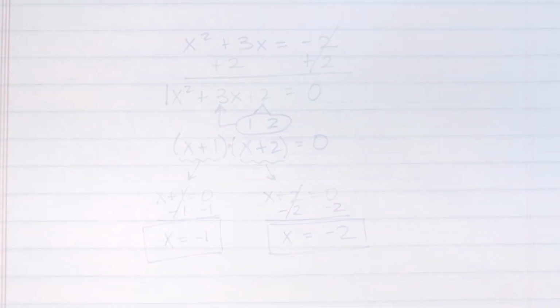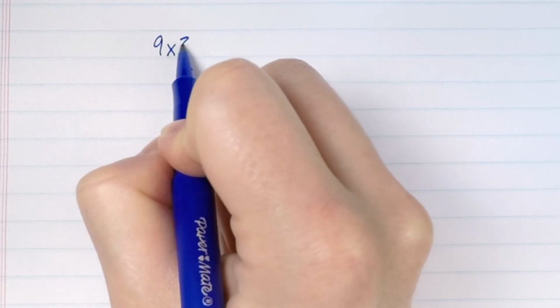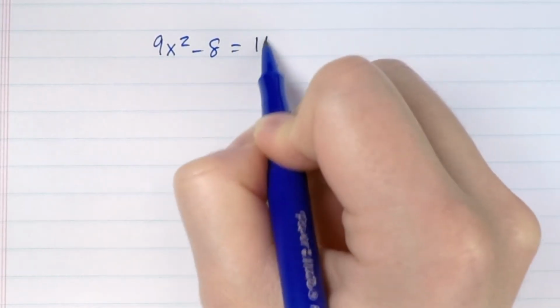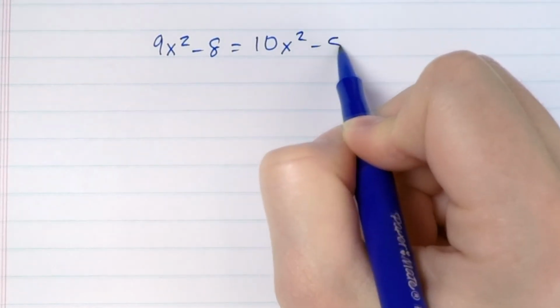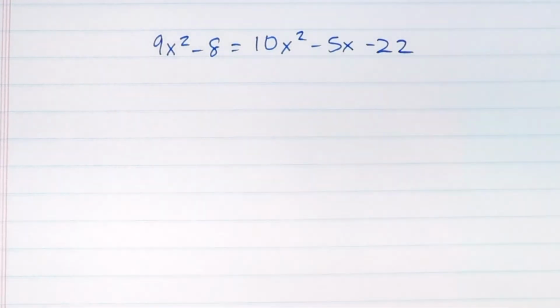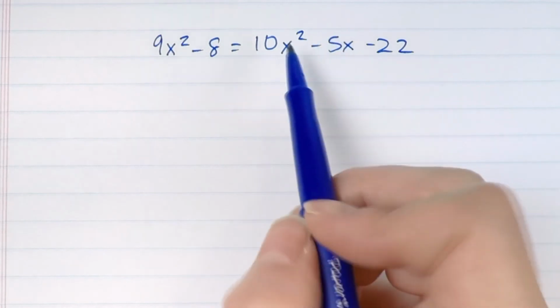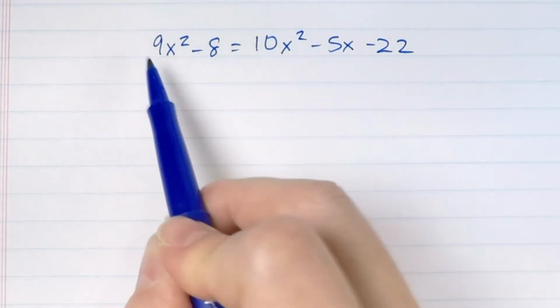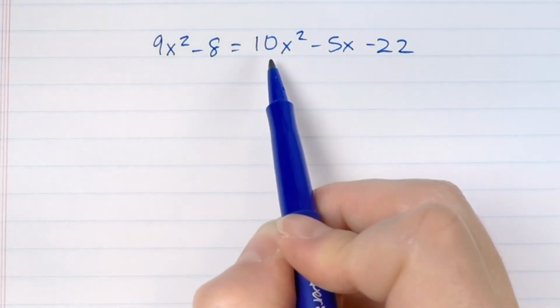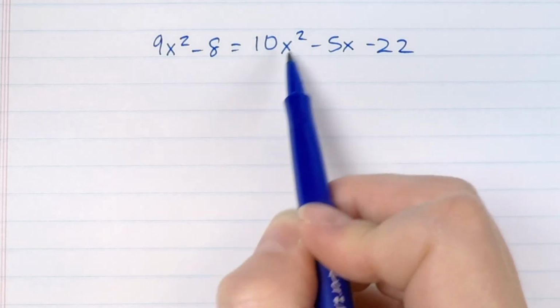All right, let's try one more before we get into the extra practice examples. So let's say this was the equation that we had. 9x squared minus 8 equals 10x squared minus 5x minus 22. So I have to make this equation equal to 0 for step 1. I have more x squareds on this side. There's 10 here, 9 here. So I'm going to move everything to the right side this time. That way I can keep this x squared positive.